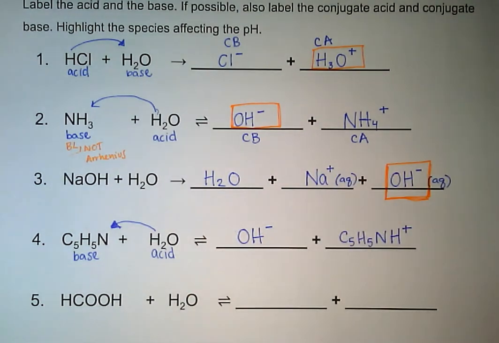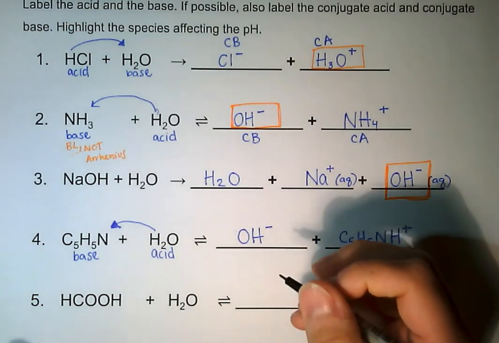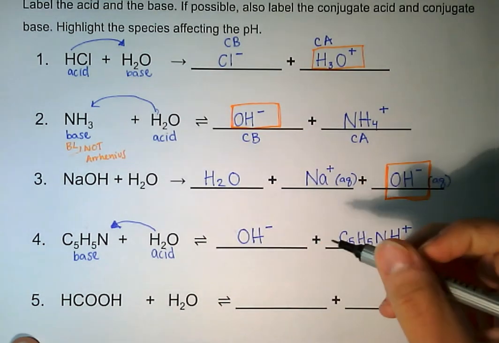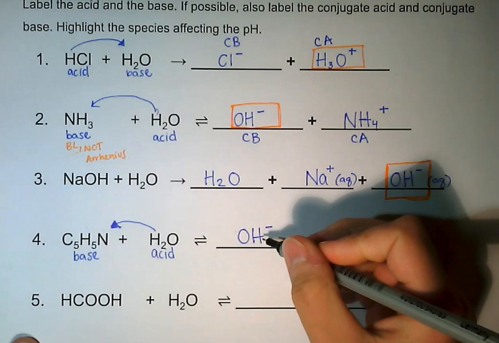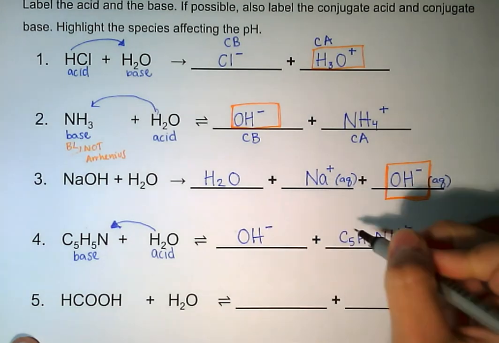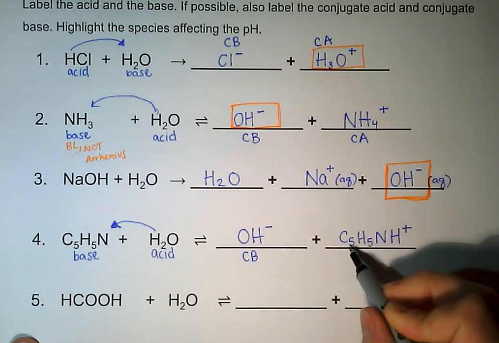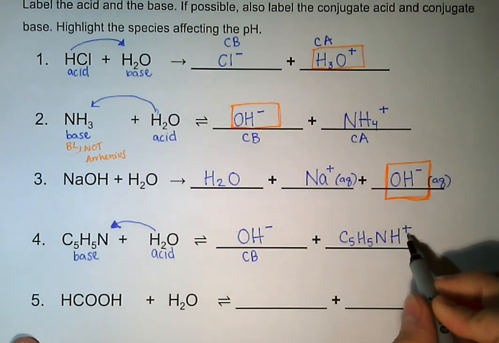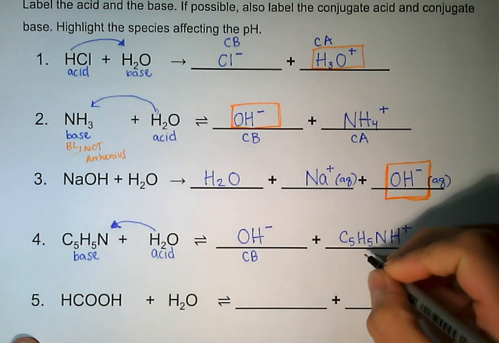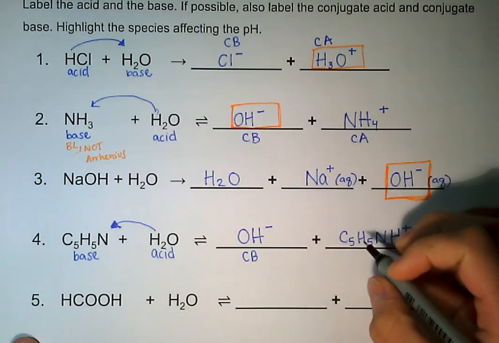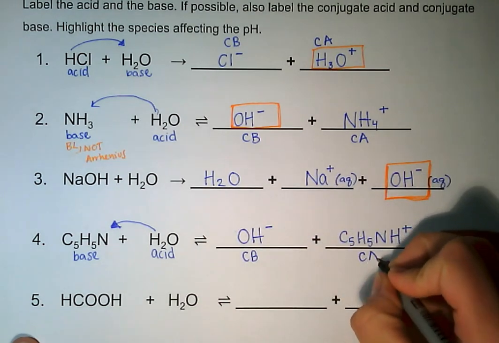So now we just need to highlight the conjugate acid and conjugate base. So our OH minus can now behave as a base. It can receive a proton, so this is the conjugate base. And then our C5H5NH+ will behave as an acid and could donate that proton to the OH minus. So there is our conjugate acid.